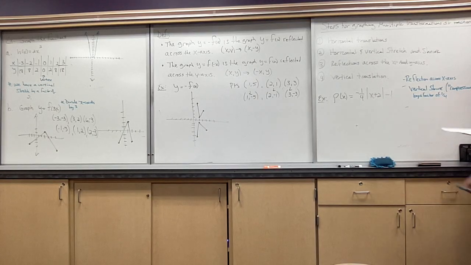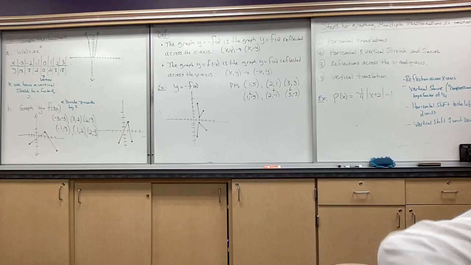Next, inside of the function, we have a value, which means it's a horizontal shift happening. So this is going to have a horizontal shift to the left 2 units, because it's a positive number. And then outside the function, we have a value. That means it's a vertical translation. So you're going to have a vertical shift 1 unit down. Okay?